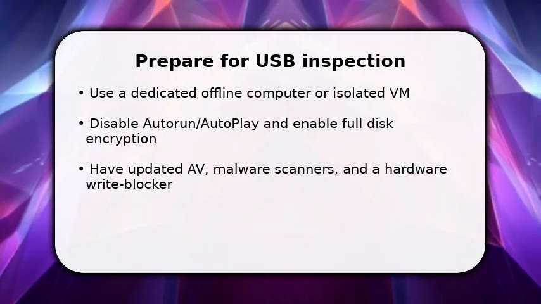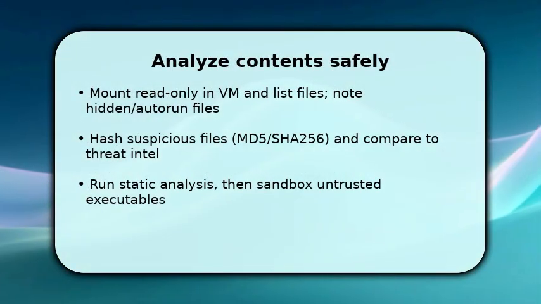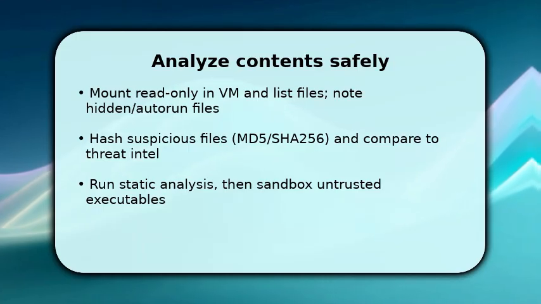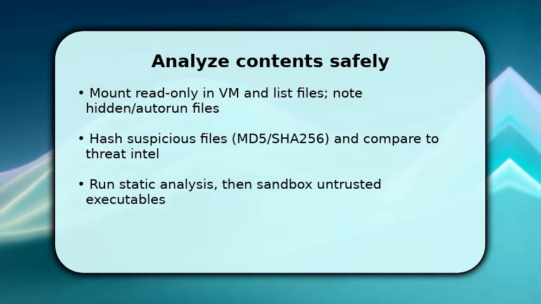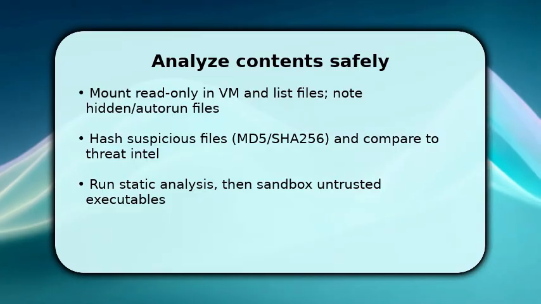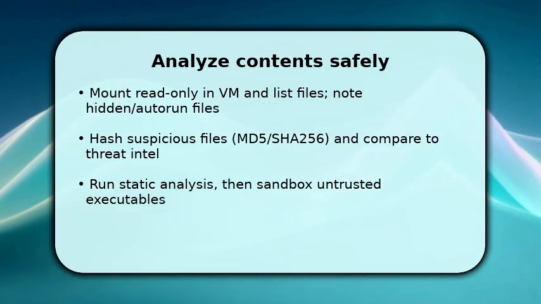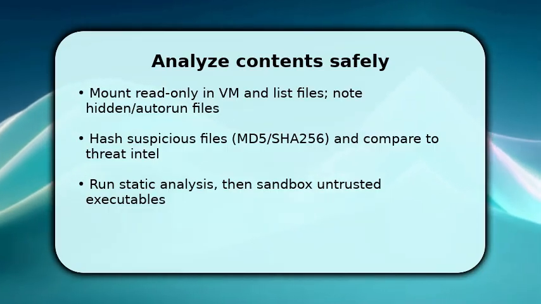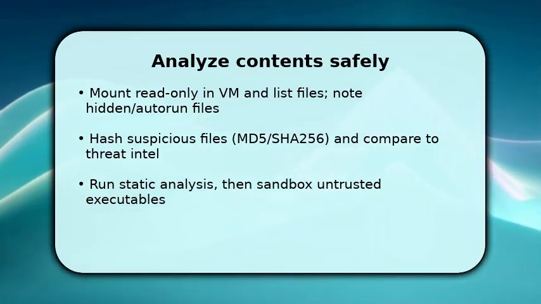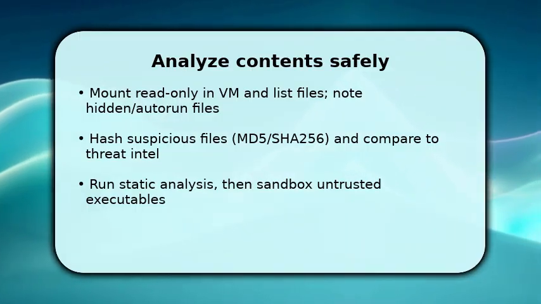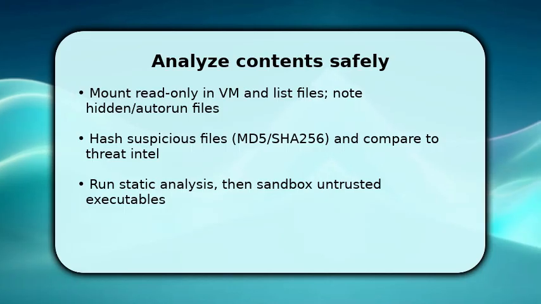You now examine files without executing them. Mount the USB read-only in the isolated environment and list all files, revealing hidden or auto-run items. Next, compute hashes like MD5 or SHA-256 and compare them to known threat databases. This speeds identification. Once flagged items are noted, perform static analysis to inspect file headers and metadata, and only then run unknown executables in a sandboxed VM to observe behavior safely.